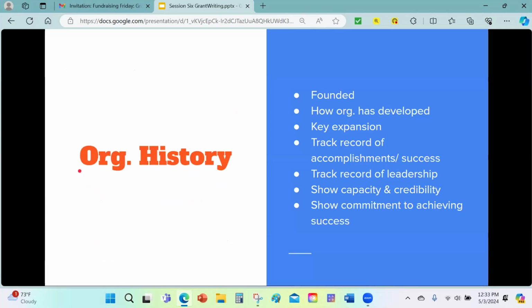The basic facts, right? The basic paragraph or two about the history of your nonprofit. We want to include when we were founded, how we developed, and maybe any key moments of expansion in our nonprofit. We want to maybe list a track record of our successes and our accomplishments, maybe even a track record of our nonprofit leadership. The key about our organizational history is we want to show that we have the capacity to do the work, and we have a reputation of credibility to do this work. We have both of those things, capacity and credibility. And of course, we want to demonstrate that we are committed to achieving success as a nonprofit. Sometimes this is also where you put your mission statement.